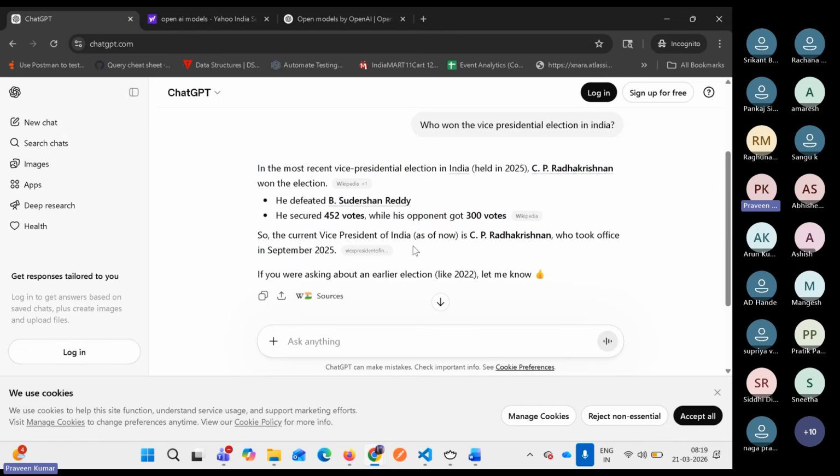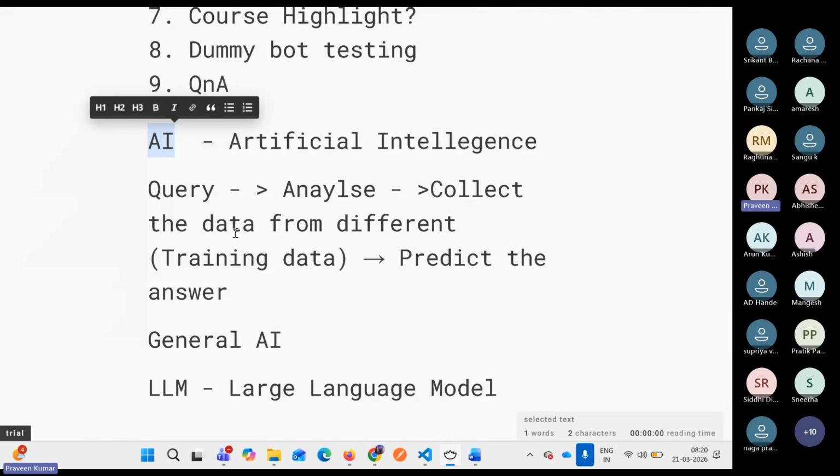So what it does is go back to the web search, to the data that it has been given as a reference, and then tries to check what the answer could be. Whether the answer is correct or not, we can check later, but it gives you the same answer over here. So LLM is the main backbone of AI, any type of AI that you are trying to use in the market generally.